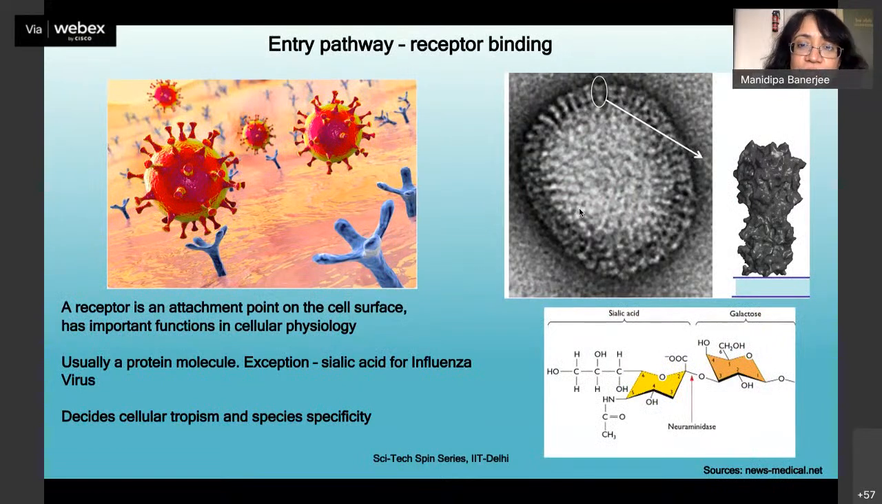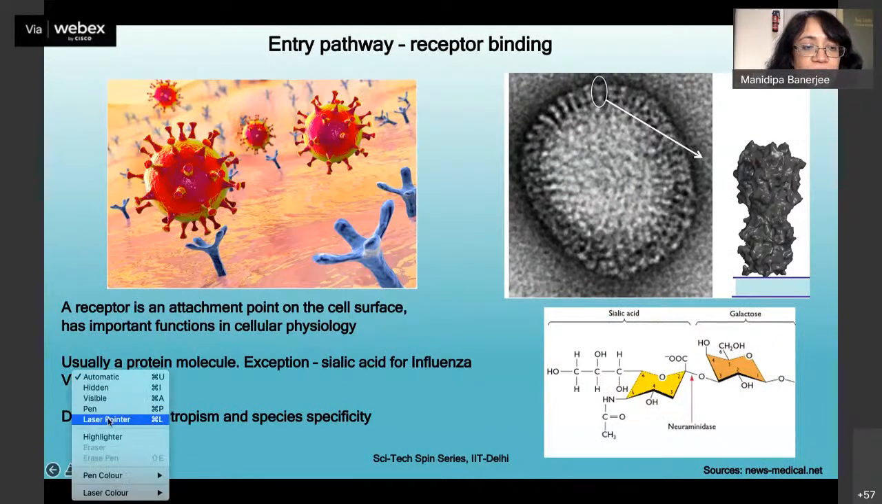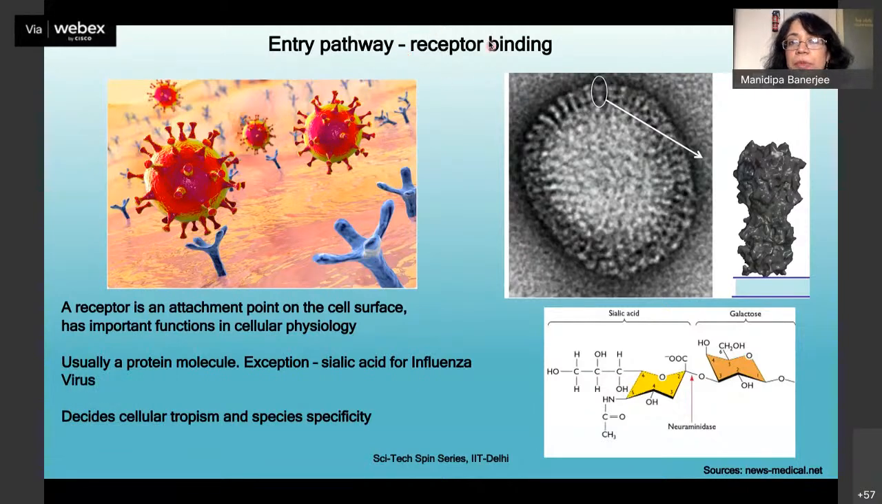The entry typically is through some kind of receptor binding. What is a receptor? A receptor can be a protein molecule or a sugar molecule present on the surface of our cells. Viruses have evolved in such a way that they have specific proteins that can bind tightly to those components. In the case of SARS-CoV-2, the receptor is called ACE2, and we will come to the detail of that in just a few minutes. So a receptor is an attachment point on the cell surface.